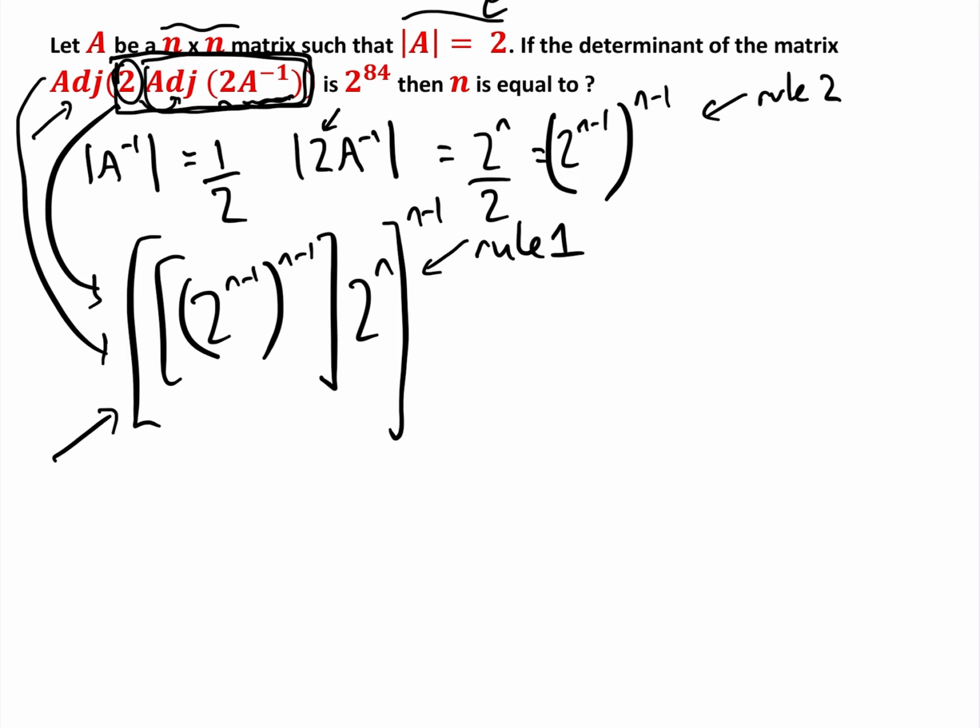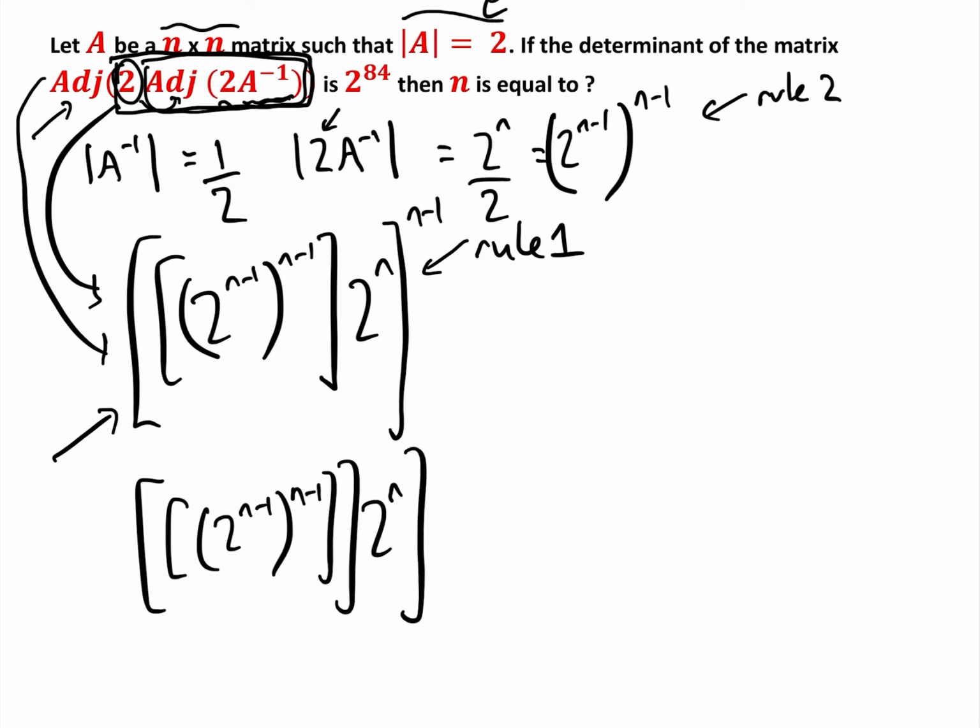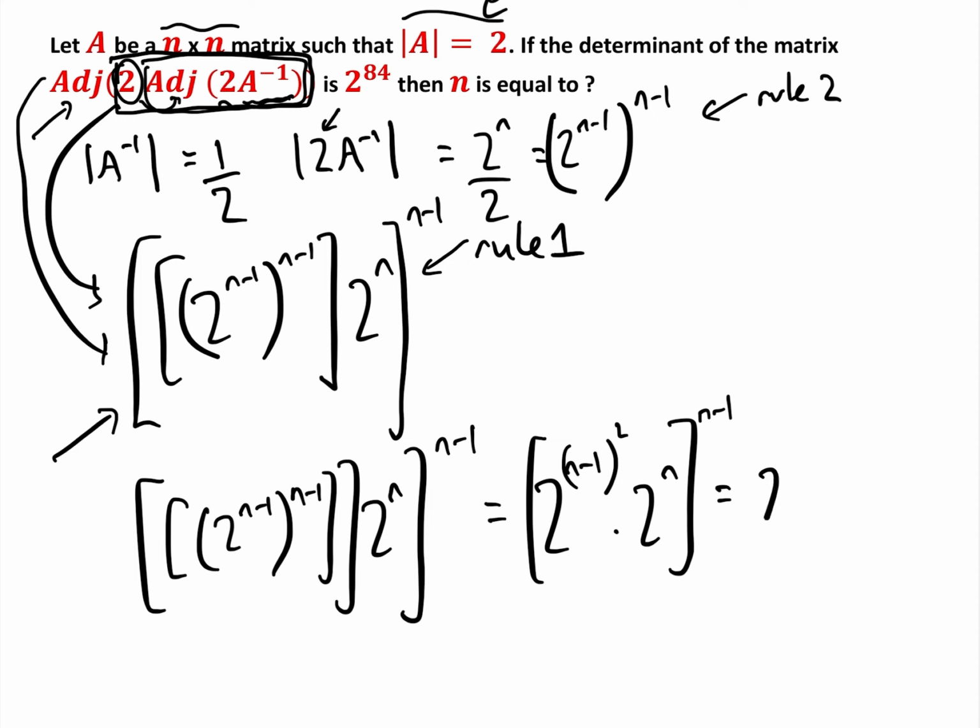And let's just rewrite it, just make it a little bit simpler. 2 to the n minus 1 to the n minus 1 times 2 to the n, all to the power of n minus 1. Okay, so that basically equals 2 to the power of n minus 1 squared times 2 to the n, all to the power of n minus 1, which equals 2 to the n minus 1 cubed times 2 to the n minus 1. Okay, now by the way, we know that that equals 2 to the power of 84.